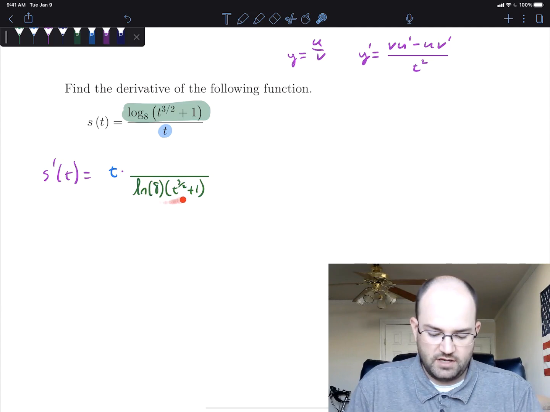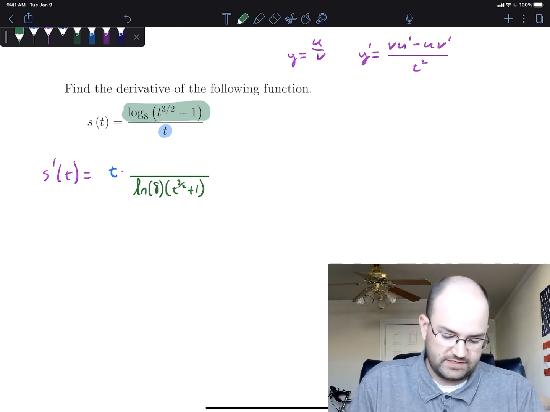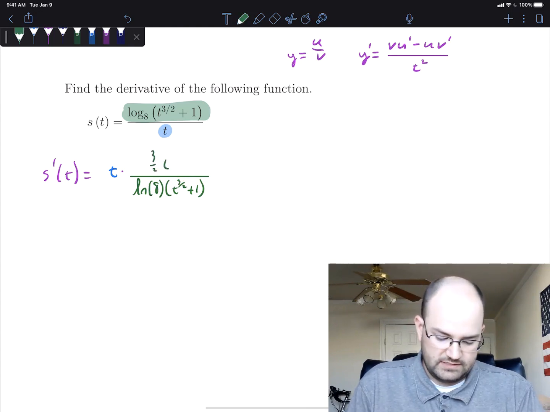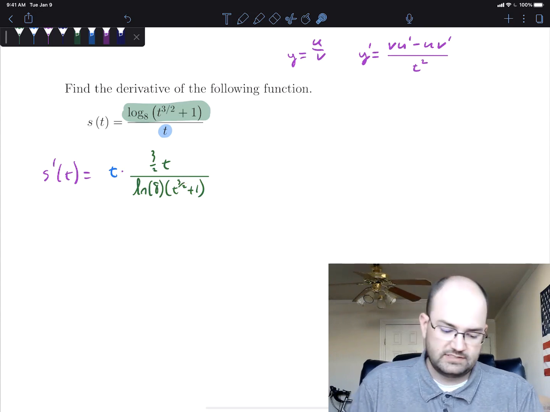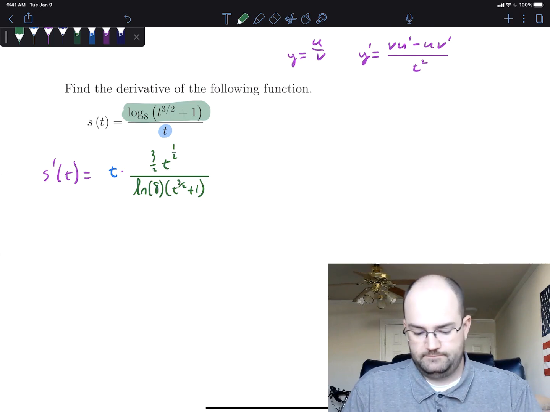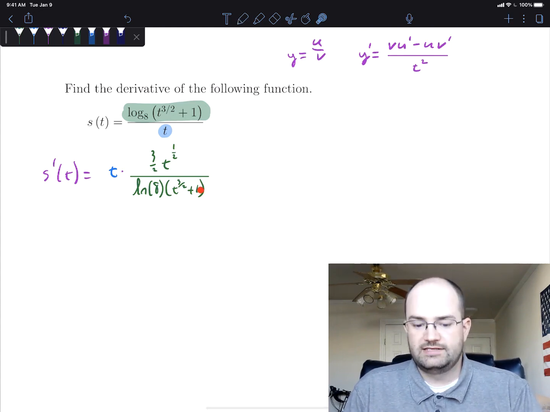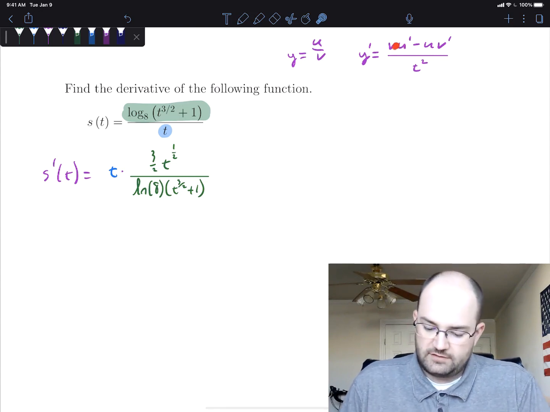Excellent. So that's the denominator. The numerator is the derivative of the argument. So bring the 3/2 down in front, which makes that 3/2. T to the 3/2 minus 1 is 1/2. Good, and then this plus 1, the derivative of that is 0, so it doesn't get written. Excellent, so we just did the first part here.